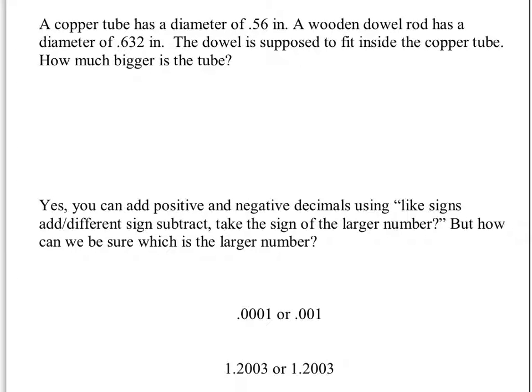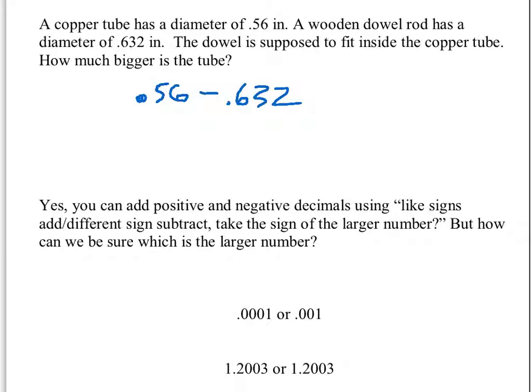So if you want to find out how much bigger something is, you should be subtracting. So you look at this number, 0.56, minus 0.632. So our question is, how much bigger is the tube? That's why we're subtracting from the value of the tube.